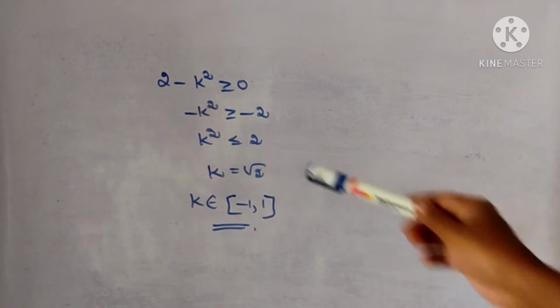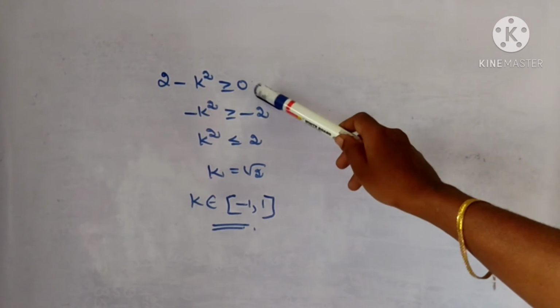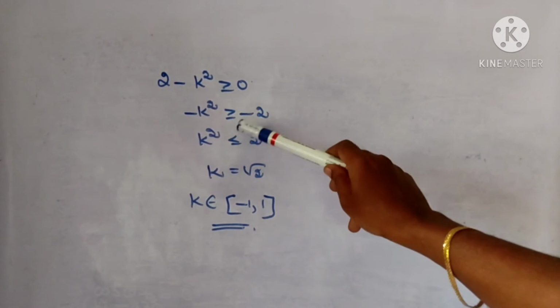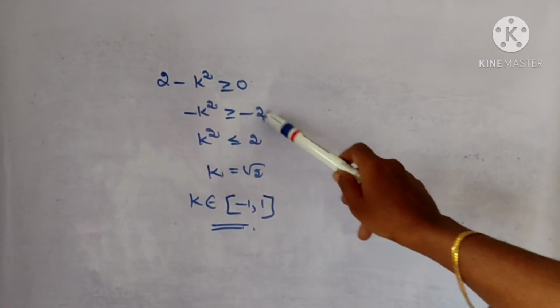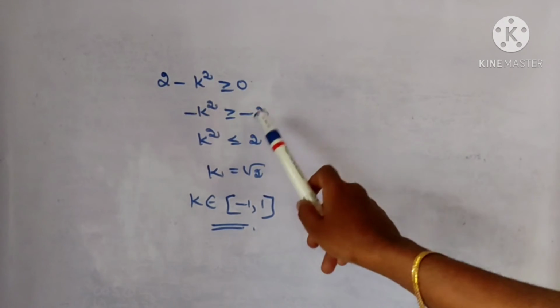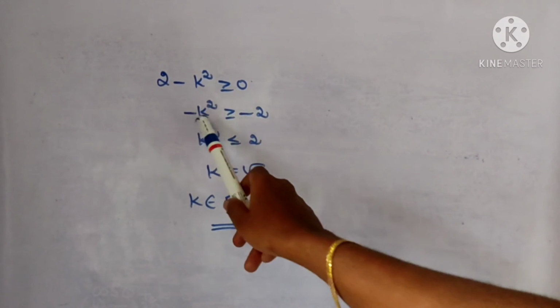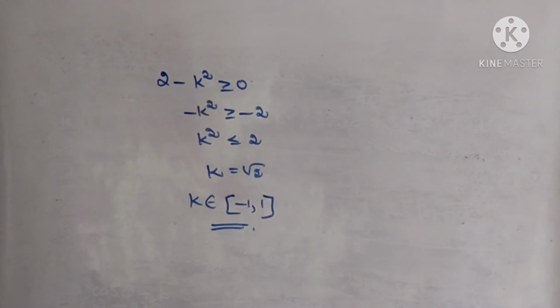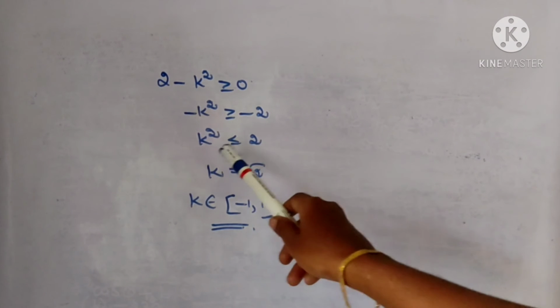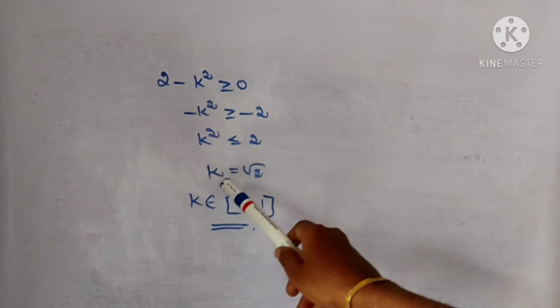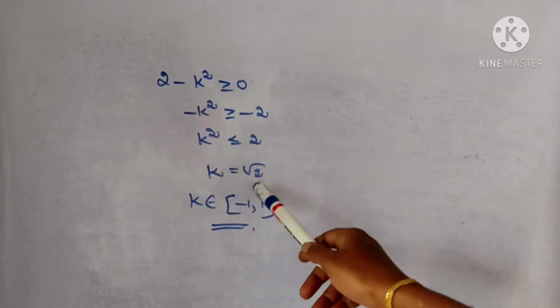Next, also find the values for which this result holds. Find the value of k. So 2 - k square is greater than or equal to 0. -k square is greater than or equal to -2, as we take 2 to the left side and the sign is changed. Again the terms are negative, so you multiply both sides by minus. If you multiply by minus we get the positive value, and the inequality also changes. So k square is less than or equal to 2. So the value of k is within root 2.